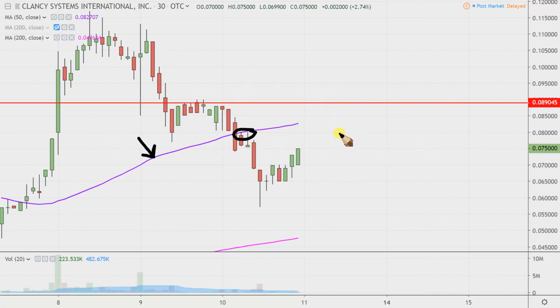So as far as resistance levels are concerned going forward, again, as we just discussed, first key level, that purple line there, and then the next level, that red line, which we've talked about before, and that sits at 0.089.